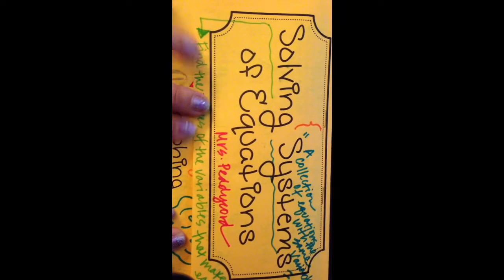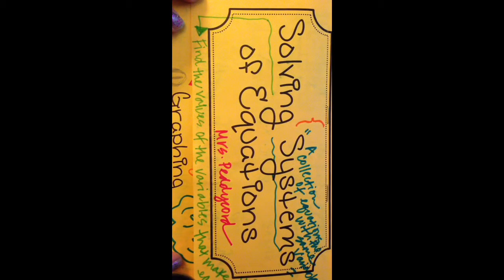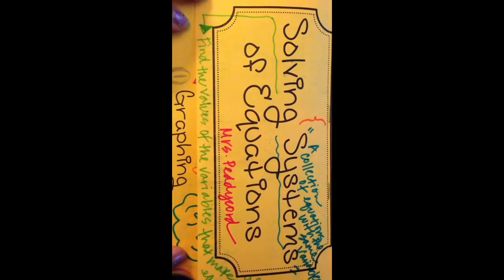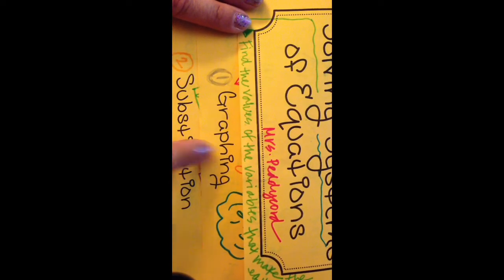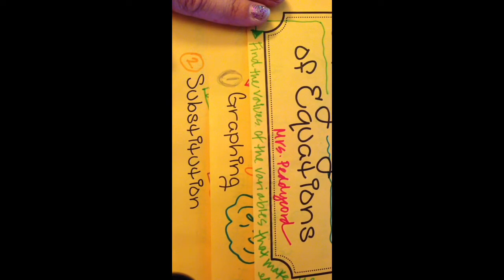All right, I'm going to present the last part of our solving systems of equations foldable notes. We have done our graphing to solve systems and looked for the point of intersection, and we've done our substitution to solve systems where we solve for one variable and then use it to find the other variable. And our last method that we're going to look at is elimination for solving systems.